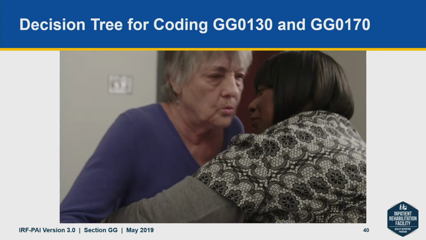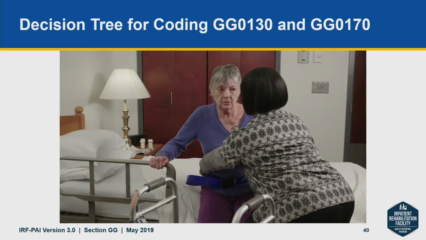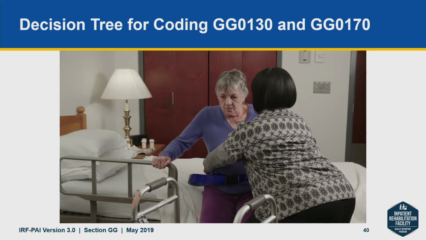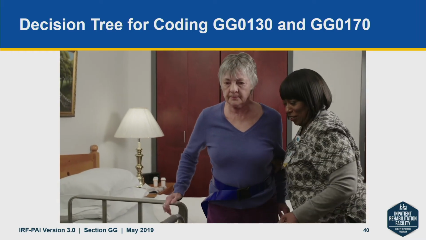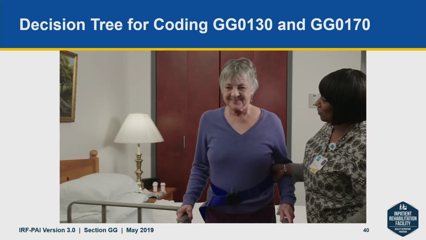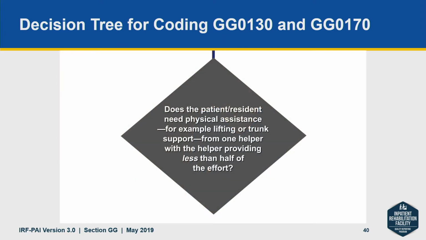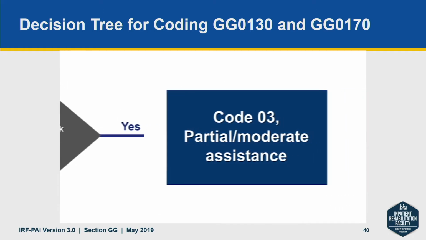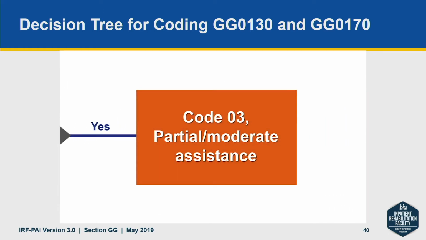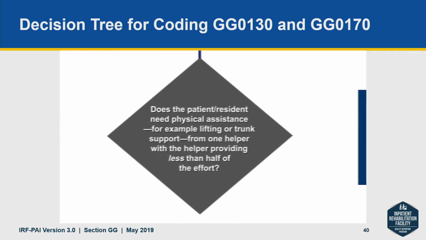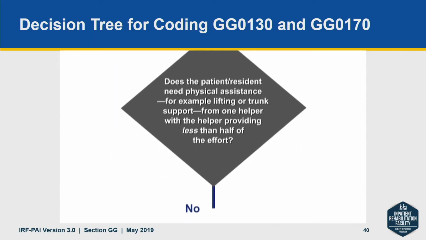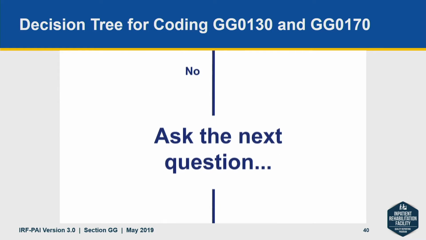Then, while holding Mrs. Jones, the helper provides a slight upward boost using the gait belt. Mrs. Jones, who is bearing most of the weight, rises safely to a standing position. In this example, Mrs. Jones needs physical assistance with the helper providing less than half of the effort, so you would code this 03, partial moderate assistance. If, however, the answer to this question is no, the patient or resident requires more than partial moderate assistance to complete the activity, proceed to the next question.